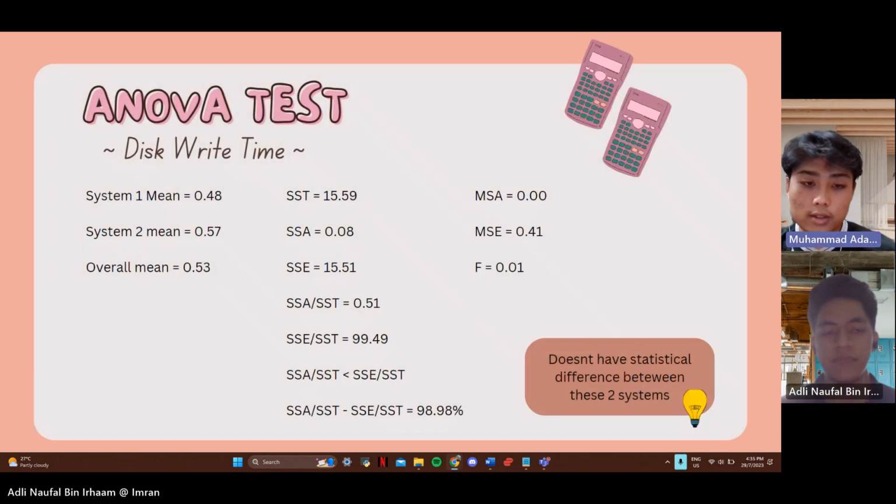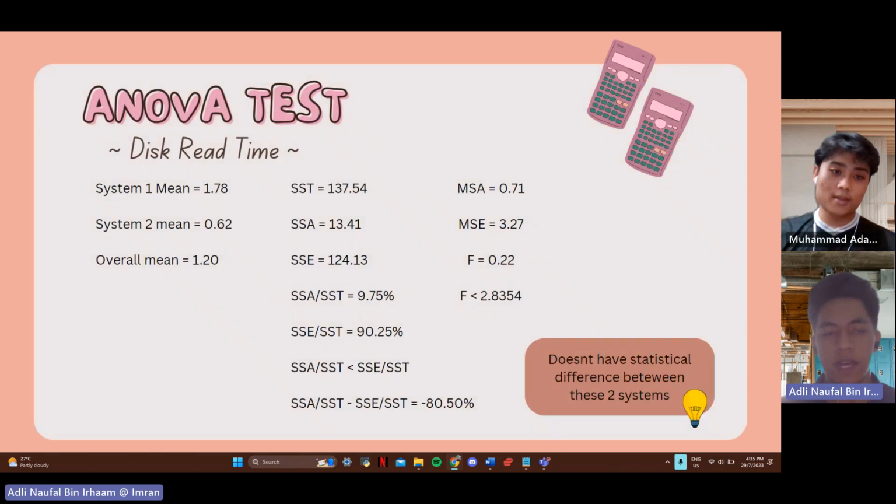So this is the result that I calculated for the disk write time. By obtaining the means, the SST, SSA, SSE, etc., and by conducting the F-test, I can conclude that for the calculation of the disk write time, there is no statistical difference between these two systems. Next, Adli.